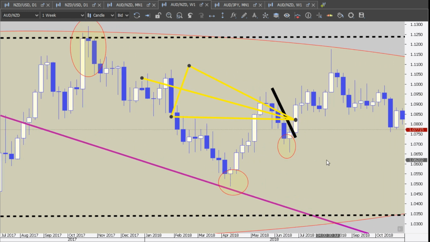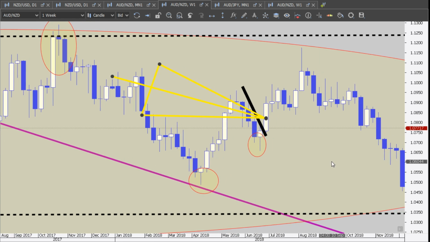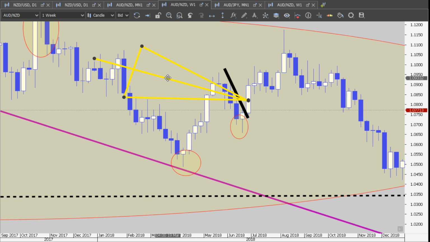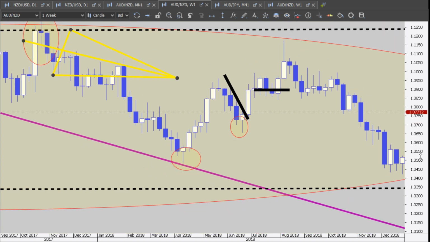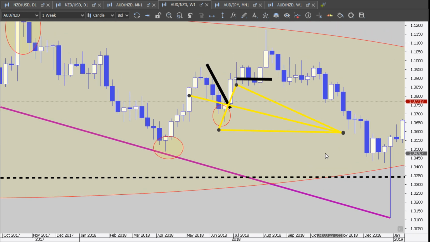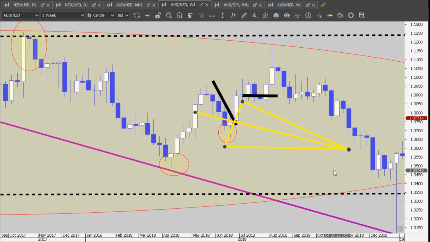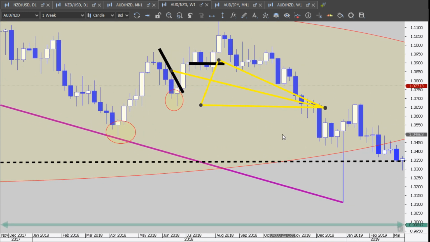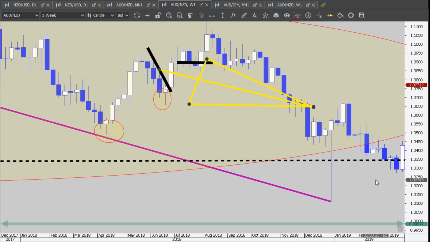And where are we? Sideways, down, down, down, down. Why would you lose? Great question, because you would enter at the end, at the close of this candle, right? And here you would be stopped out, because this is the weekly chart. And falling, falling, falling until here, right? And there you go. Moving up and down and down and down and up, right?